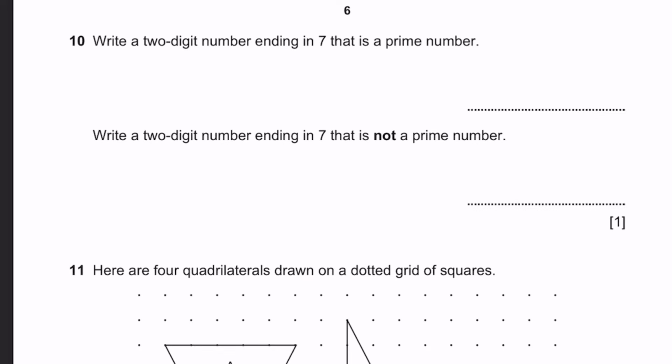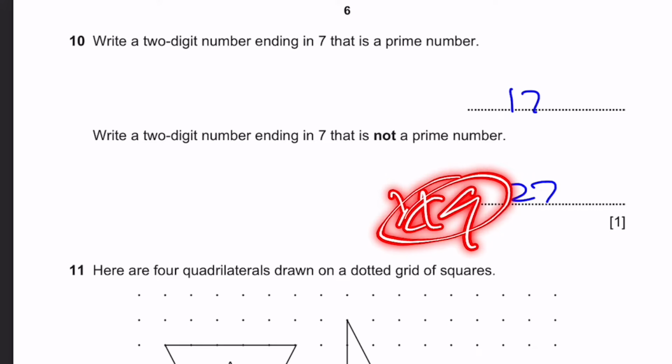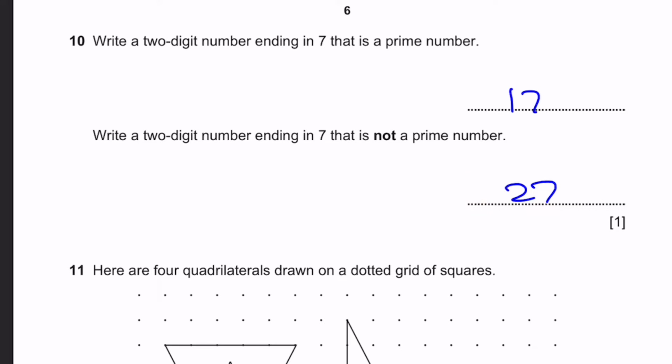Question 10. Write a two-digit number ending in 7 that's a prime number. Well, the first two-digit number ending in 7 is 17, and that is indeed a prime number, so we can write that. Write a two-digit number ending in 7 that's not a prime number. Well, the next number ending in 7, which is two digits, is 27, and this is not a prime number since it can be written as 3 times 9. So, well, that is our answer.